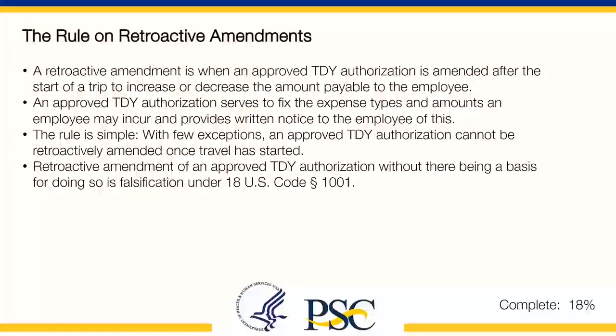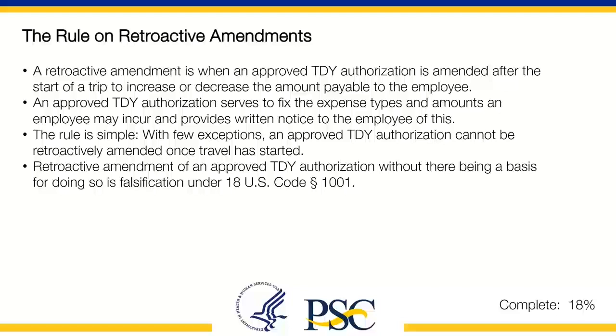A retroactive amendment is when an approved TDY authorization is amended after the start of a trip to increase or decrease the amount payable to the employee. An approved TDY authorization serves to fix the expense types and amounts an employee may incur and provides written notice to the employee of this. The rule is simple. With few exceptions, an approved TDY authorization cannot be retroactively amended once travel has started.